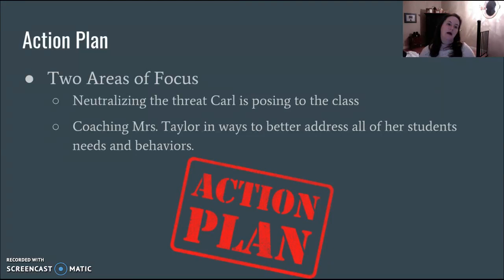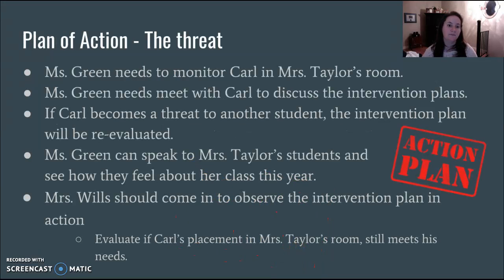The action plan. I have two areas of focus for my action plan. The first being neutralizing the threat Carl is posing to the class, working towards making the intervention plan that Ms. Green has developed work. My other area of focus is coaching Mrs. Taylor in ways to better address all of our students' needs and all of their behaviors.